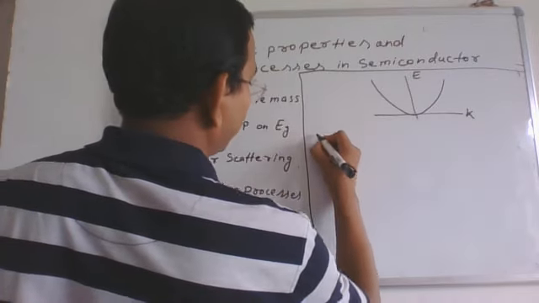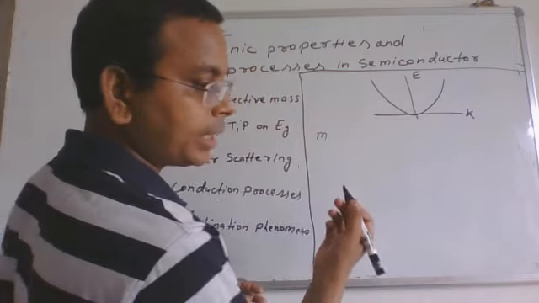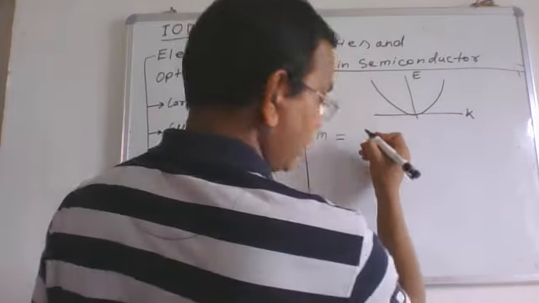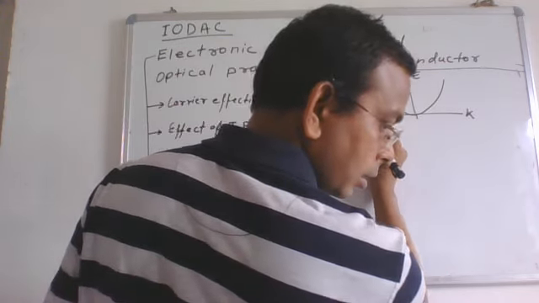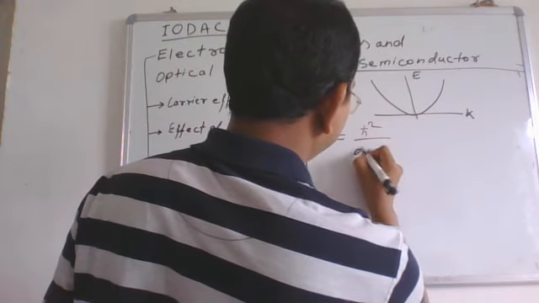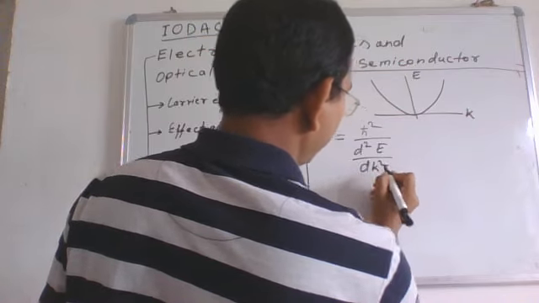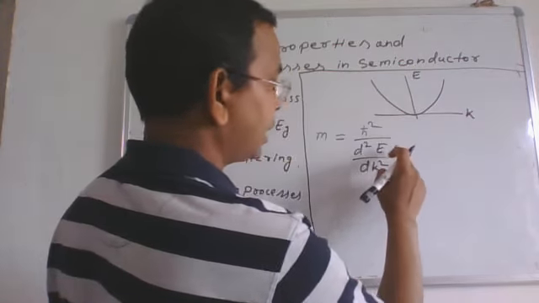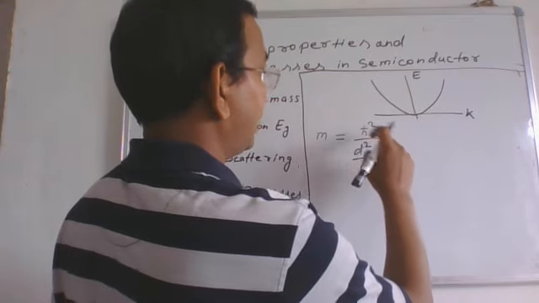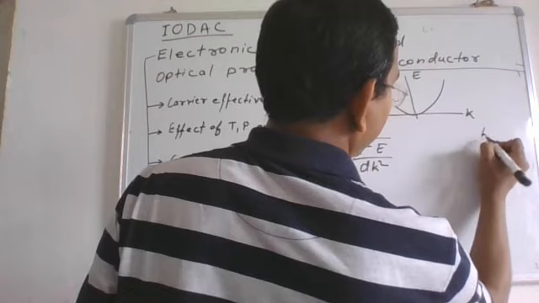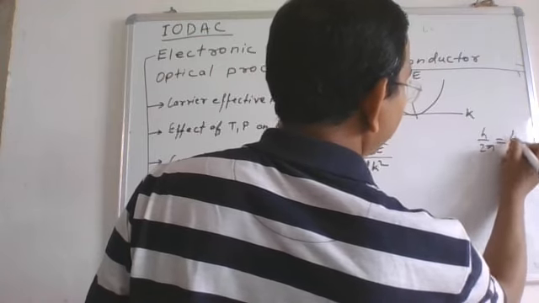Effective mass m of any carrier, electron or hole, is given as h cut square divided by the second derivative d2E by dk2. So k is the momentum operator, E is the energy of carrier, h is the Planck's constant, h cut is nothing but h by 2 pi. h by 2 pi is written as h cut.